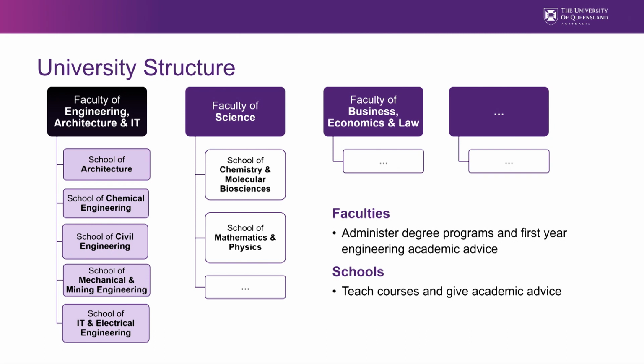In your studies, you may very well undertake courses taught within other faculties and other schools. So many of you will study courses that are given by the Faculty of Science. For example, if you're studying Math 1051, that course is taught by the School of Mathematics and Physics and sits within the Faculty of Science. You may also engage with the Faculty of Business, Economics and Law, the Faculty of Humanities and Social Sciences, etc.